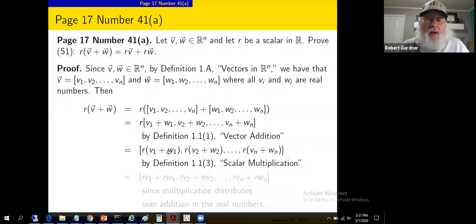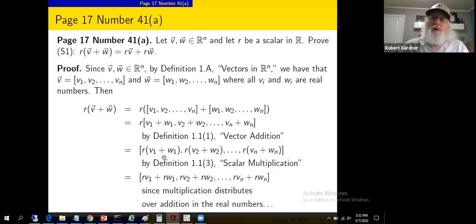Ooh, but look what we got for components now. We've got this real number times the sum of those two real numbers. Well, I can distribute this real number onto each of those real numbers because that's a property of real numbers. The components are real numbers. With the real numbers, we have that multiplication distributes over addition of real numbers. So this R being distributed on that V1 and V2, that's distribution. This R being distributed on that V2 and that W2, that's distribution, and so forth throughout each of the components. All right, so how are we doing here?